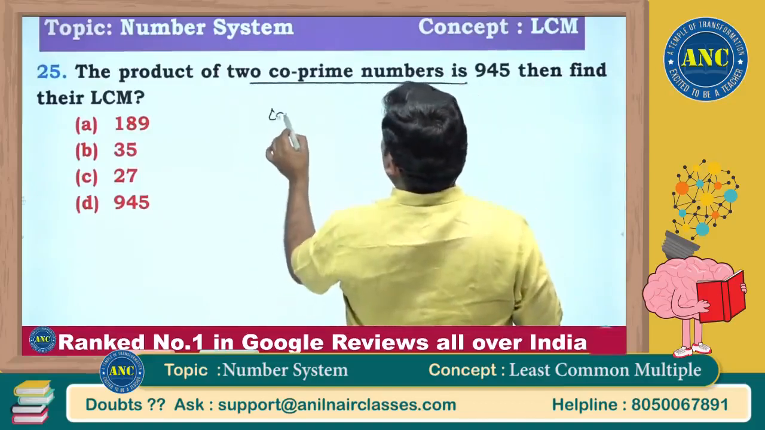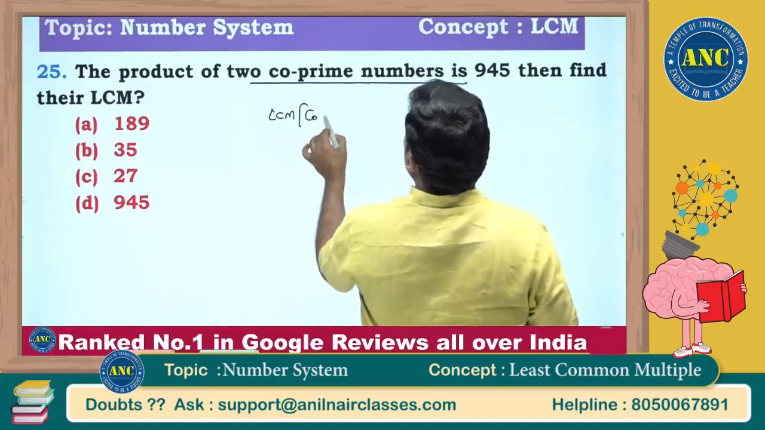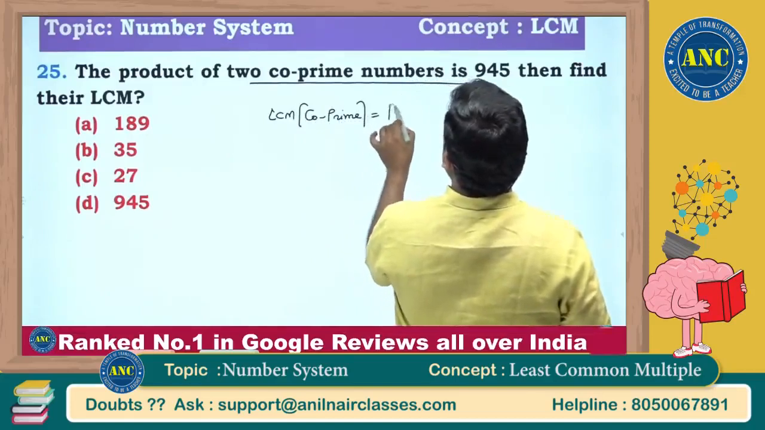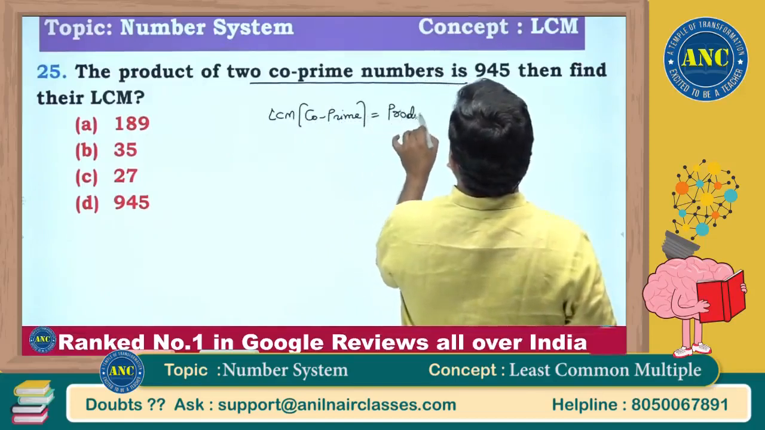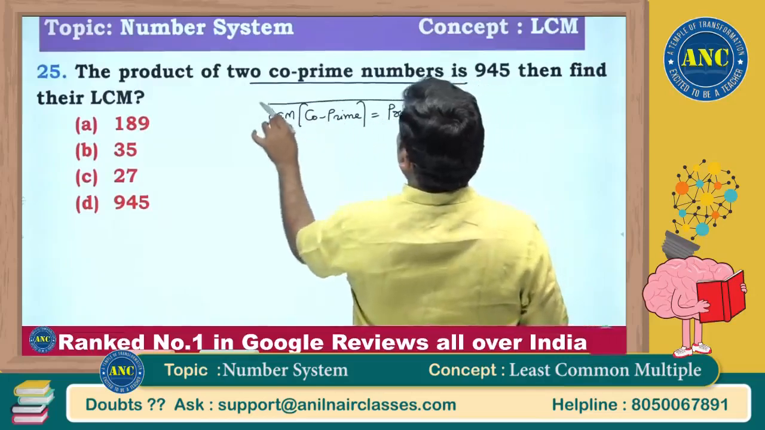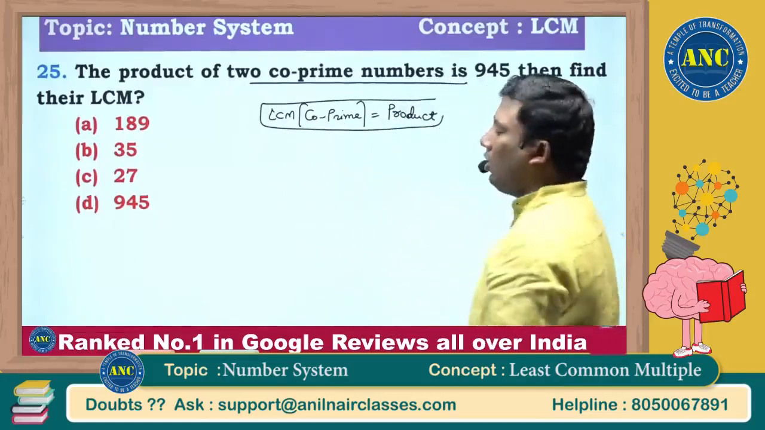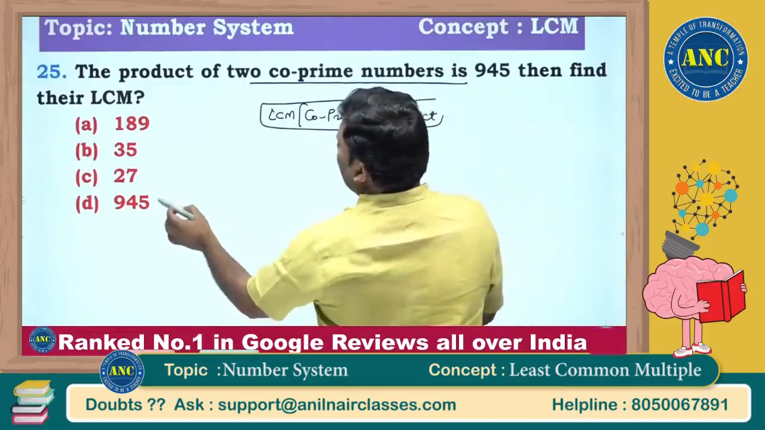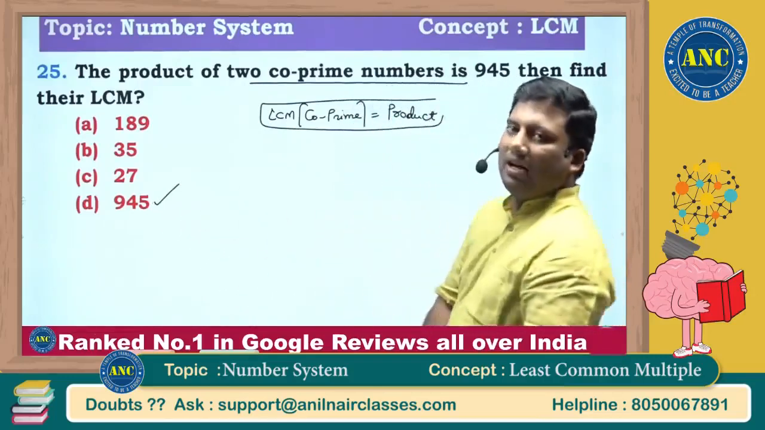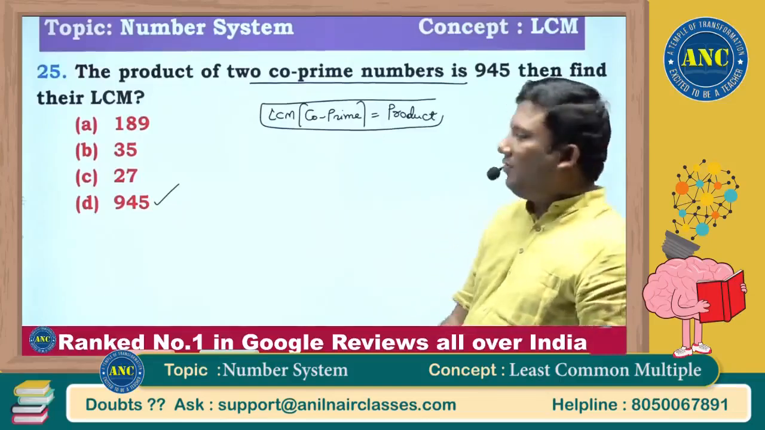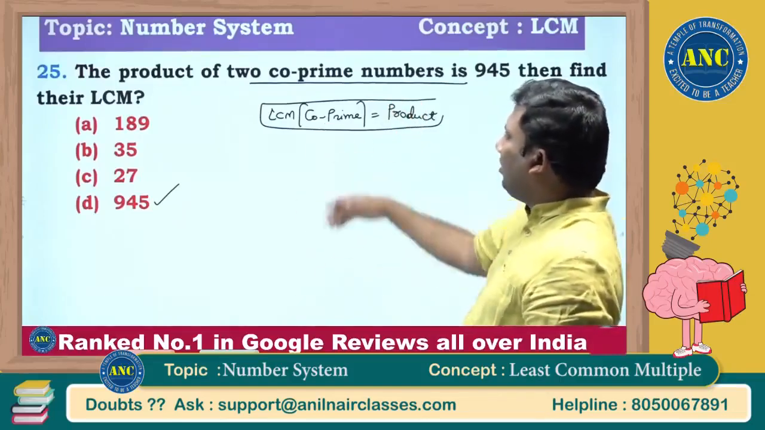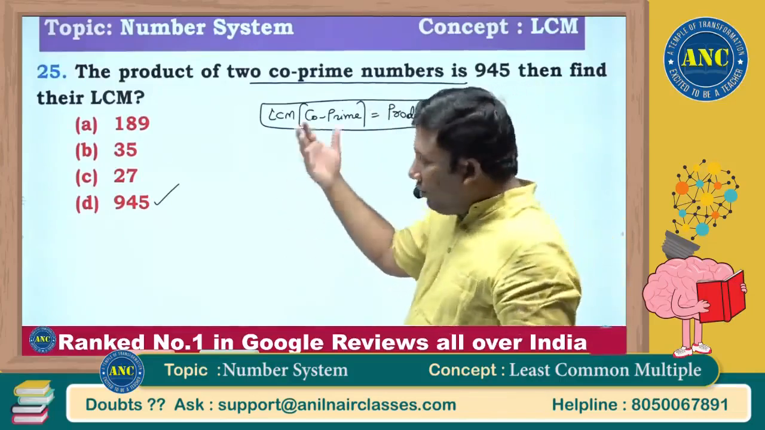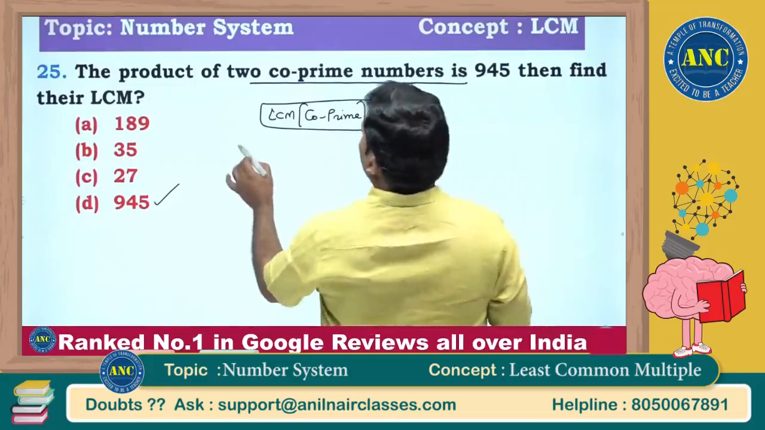What is the LCM of coprime numbers? Already we discussed: the LCM of coprime numbers is always their product. So the answer is, where is 945? Here it is 945. The LCM of coprimes is always their product. The right hand side value is 945, so the answer is 945.